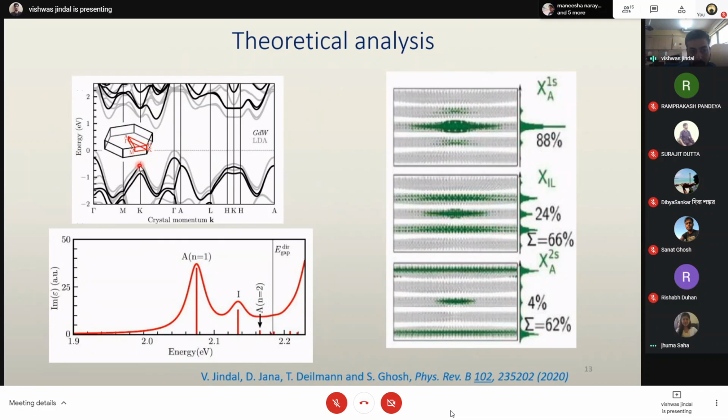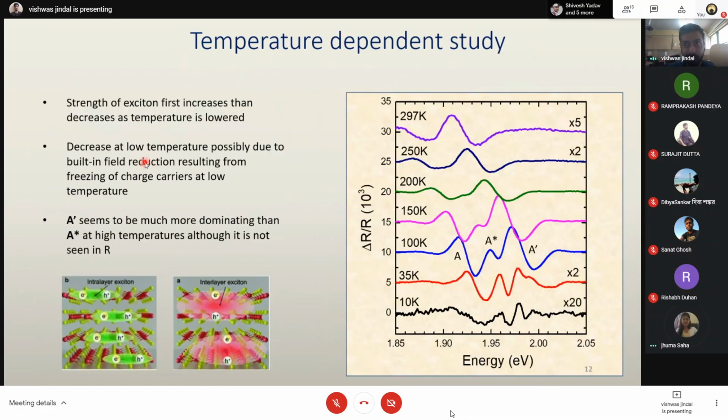Actually, I got confused because I know that bulk MoS2 is an indirect band gap semiconductor. So yeah, that's what I'm saying. I'm not saying that it's not an indirect band gap, but if a material is an indirect band gap material, it doesn't mean that you cannot probe the part where it is direct.